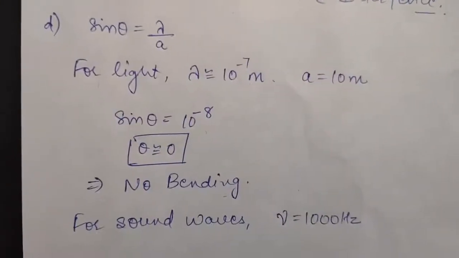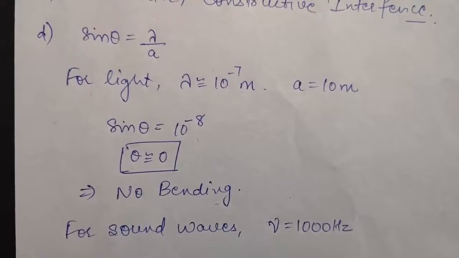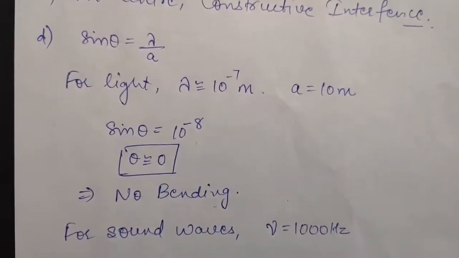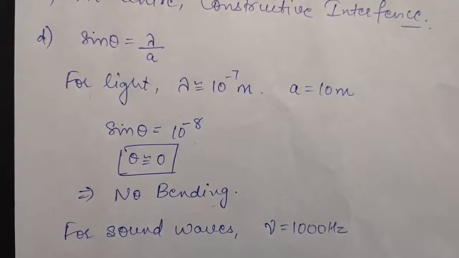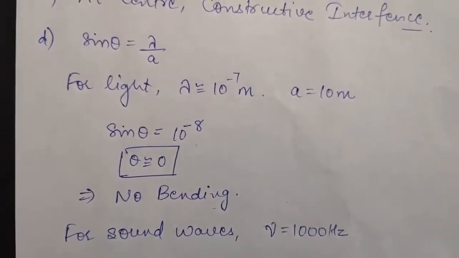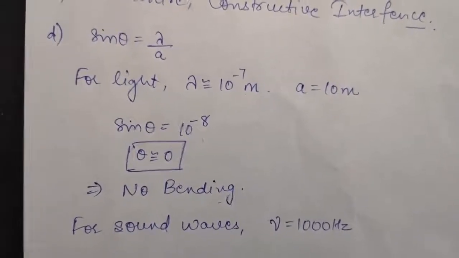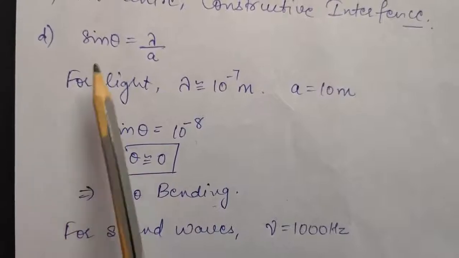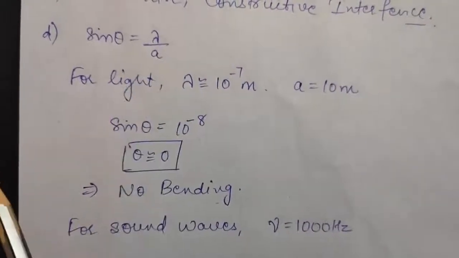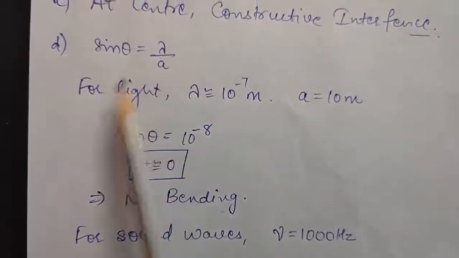In the D part, it is saying 2 students are separated by a 7-meter partition wall in a room 10 meters high. If both light and sound waves can bend around the corners, how is it that the students are unable to see each other even though they can converse easily? This is because, as you know, sinθ is λ/a, and the condition for diffraction is that a should be less than λ.